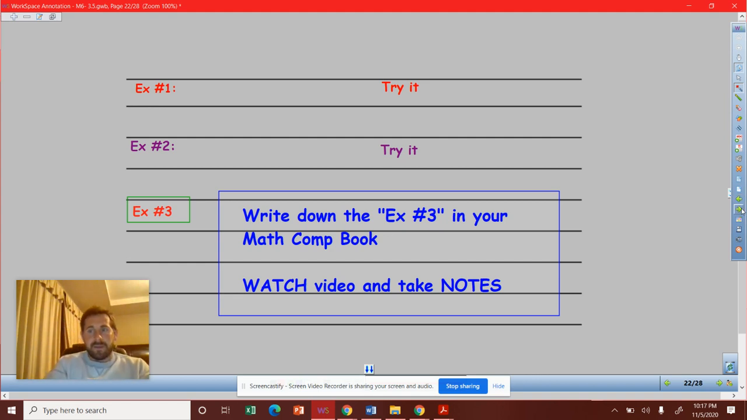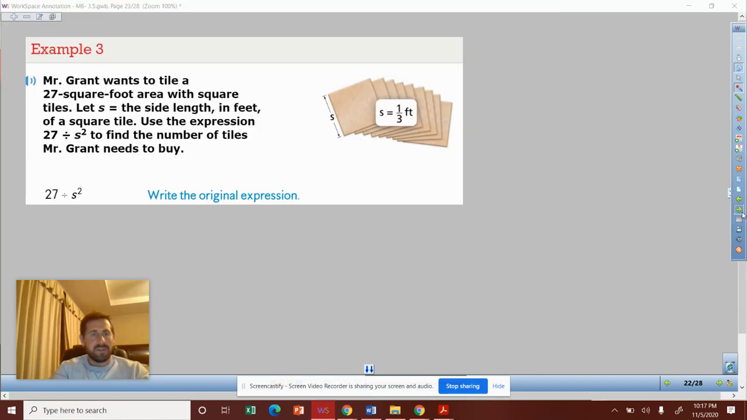Example number 3, just add this to your notes that you did yesterday. We stopped at example 2, so just add right underneath that. Just put a squiggly line and just keep writing right underneath number 2.